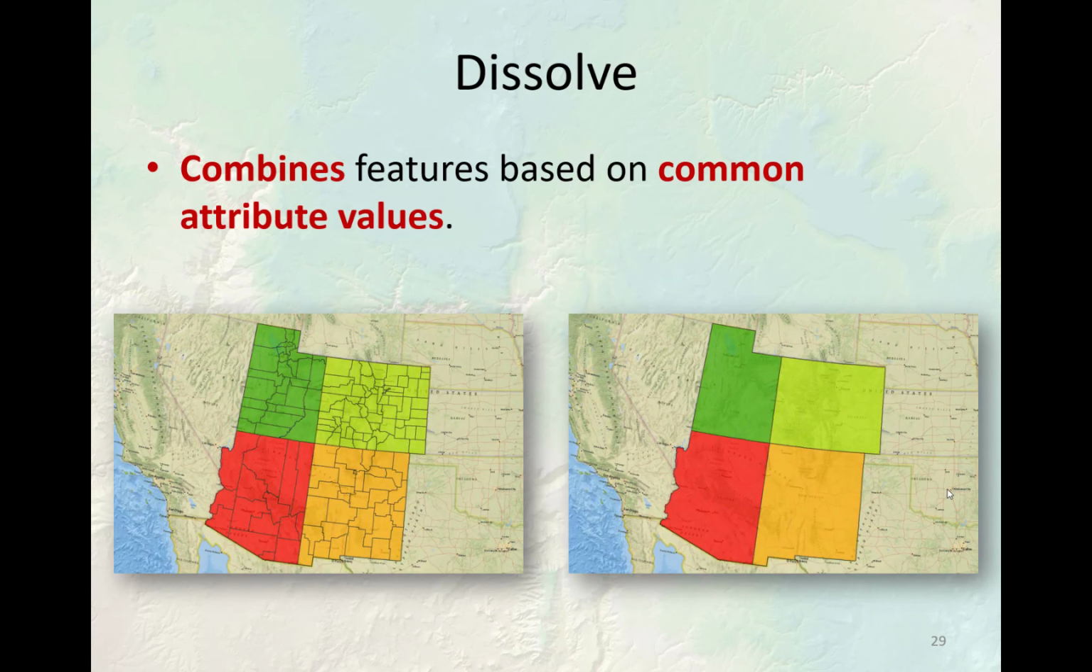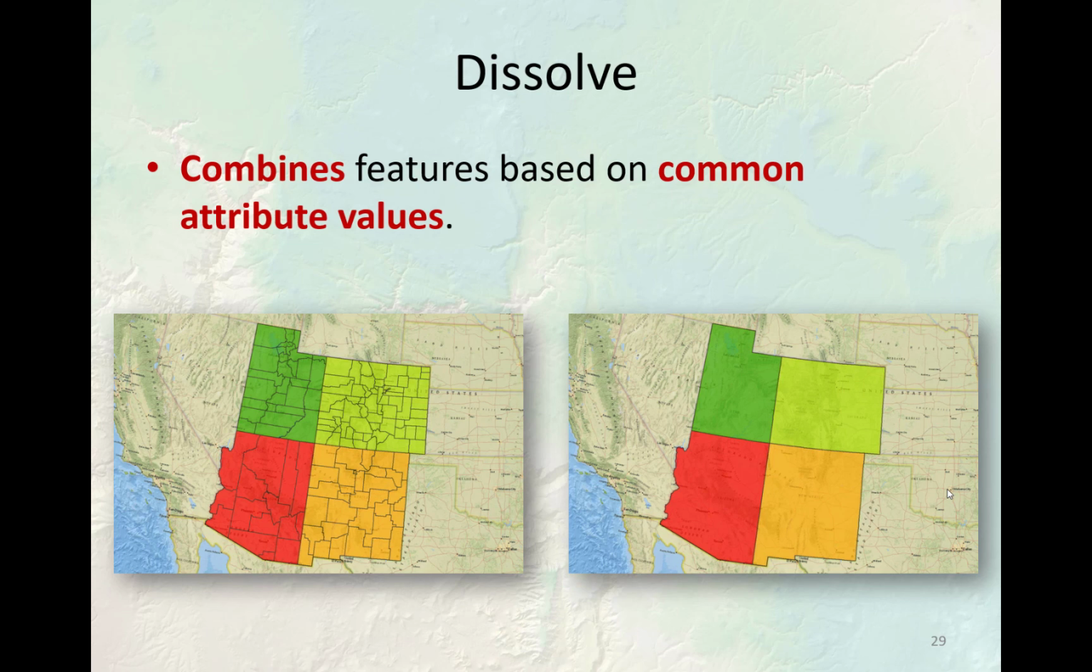Dissolve is a very popular tool, very useful. It combines geometric objects based on attribute values. Well, mostly. You can combine every geometry in a feature class into one single merged object, and then in that case it ignores the attribute values. But more often you will dissolve based on some common attribute value.